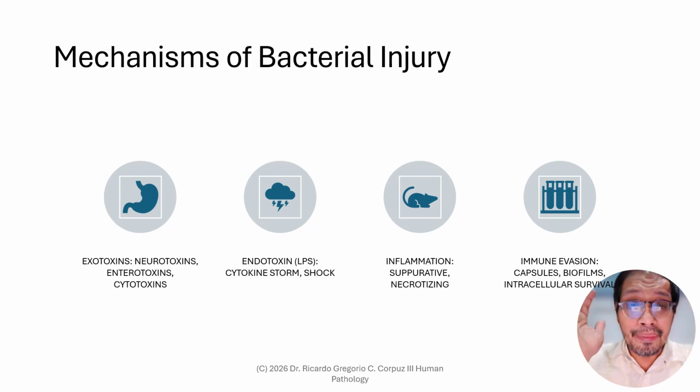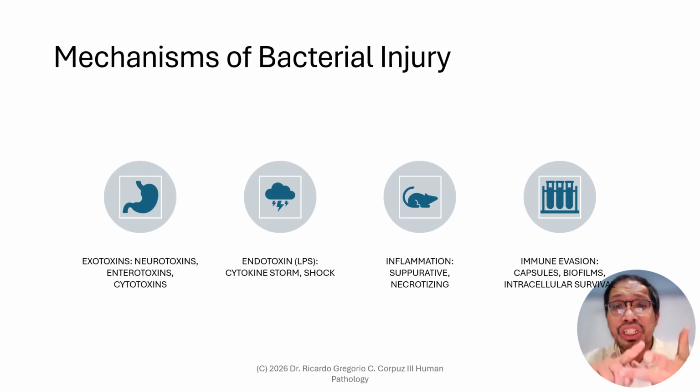So, mechanisms of bacterial injury. The major ways the bacteria cause tissue damage. Bacterial injury is not due to a single mechanism. It's a combination of toxins, inflammation, and immune evasion, each contributing to the clinical picture.